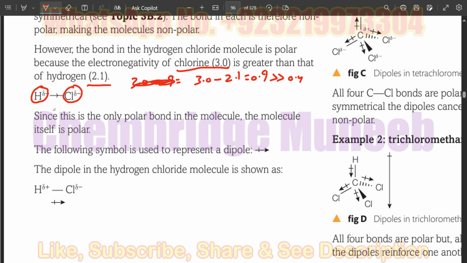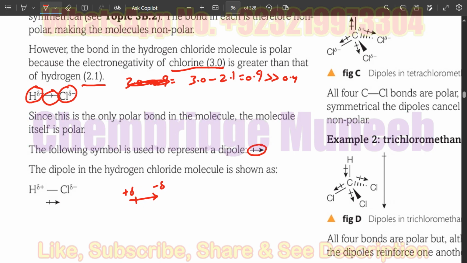Now there is also an arrow here. This arrow represents a dipole. Its head terminates at the negative side and its tail starts from the positive side. Along with that, there is also a vertical cut on the arrow. So you have to learn these points. The head ends at the negative and the tail starts from the positive side. Is that clear?